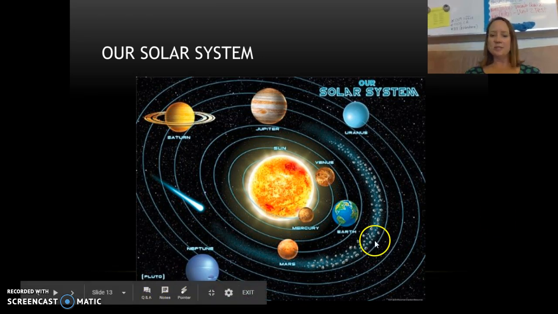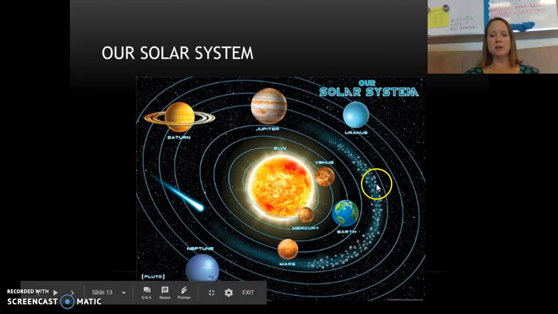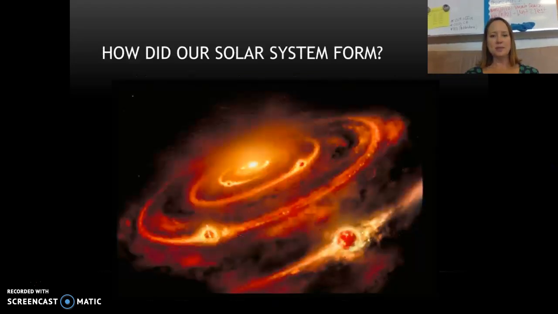plus Pluto. Pluto's still there. It's just too small to be considered a planet. Also orbiting the sun, there's an asteroid belt between Mars and Jupiter. There's also comets. So there's many things other than the planets that are in our solar system.